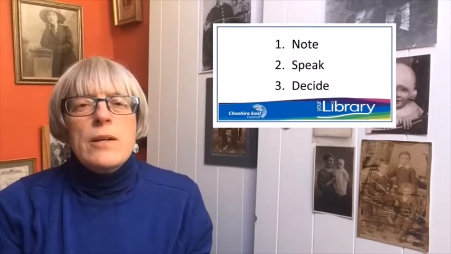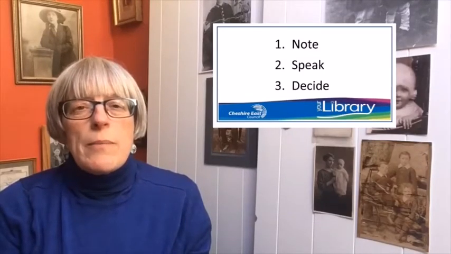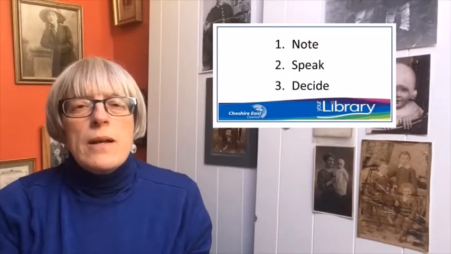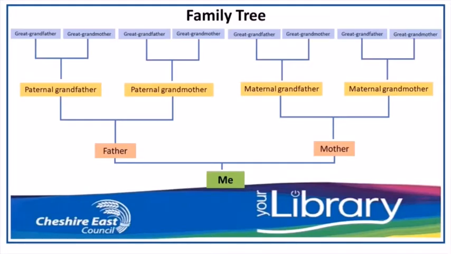Step 1, note down on paper or electronically what you know about your family at the moment. Start with yourself and work backwards in time. First you, then your parents, then their parents, and so on. I'd suggest you leave out siblings for the time being. They can always be added later.